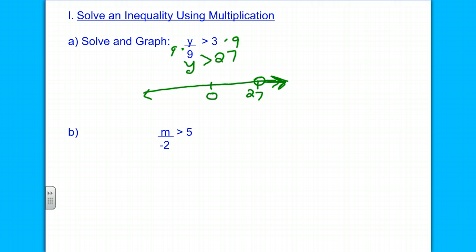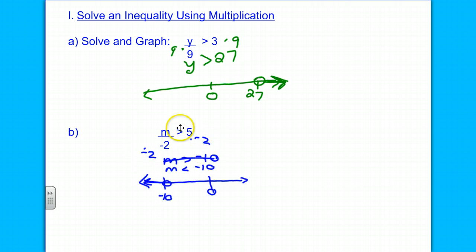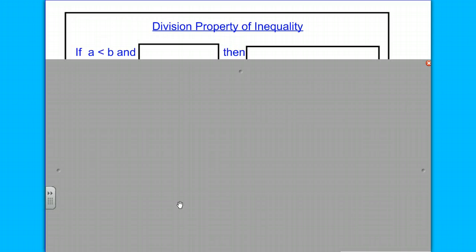Okay, let's try another one. How about if m over -2 is greater than 5? Jimena multiplied both sides by -2, which caused the inequality sign to change directions. And then she has an open dot and an arrow to the left. Okay?